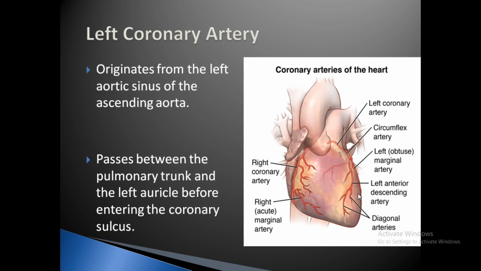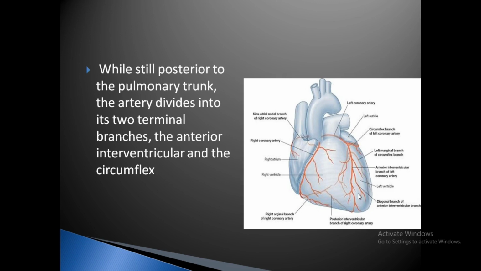In contrast to the right coronary artery, which has four main branches, that is the atrial branch, the SA nodal branch, the marginal artery, and the posterior interventricular artery, the left coronary artery has only two main branches, that is the circumflex branch, this is the circumflex branch, and this is the anterior interventricular branch of the left coronary artery. So these are the two main branches of the left coronary artery, in contrast with the right coronary artery, which has four branches.